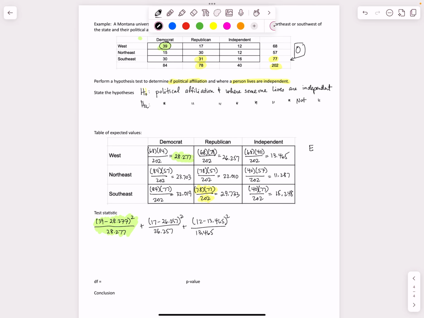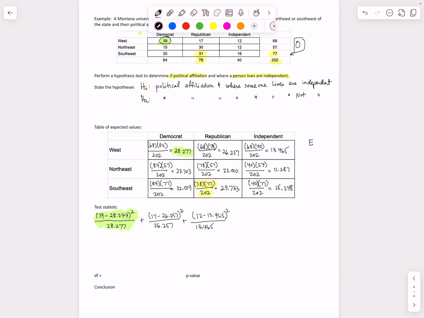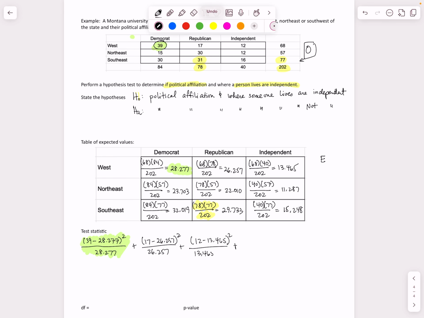Sorry if I'm making this a little bit small for you. Make it a little bit bigger. So then the next one, I have to take 15 minus 23.703, square it over 23.703. Then 30 minus 22.010. Square it over 22.010. Then the next one, 12 minus 11.287. Square it, over 11.287. That takes care of the second row.